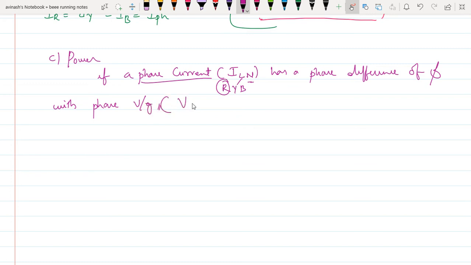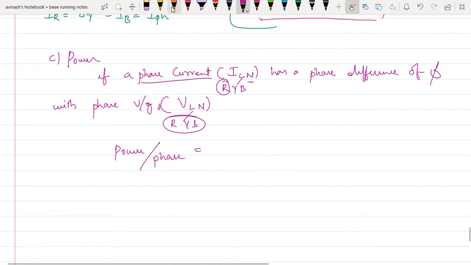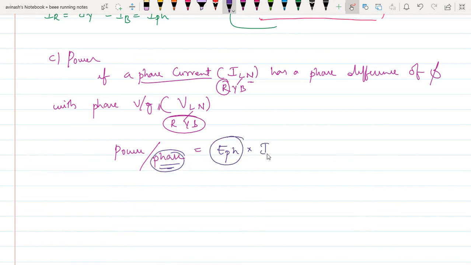Always remember, phase voltage means one line connected to neutral. The line may be either R, Y, B, any line. Then the power per phase will be: what is the power per phase? Because we are finding the power per phase, it is phase voltage into phase current into the phase difference.